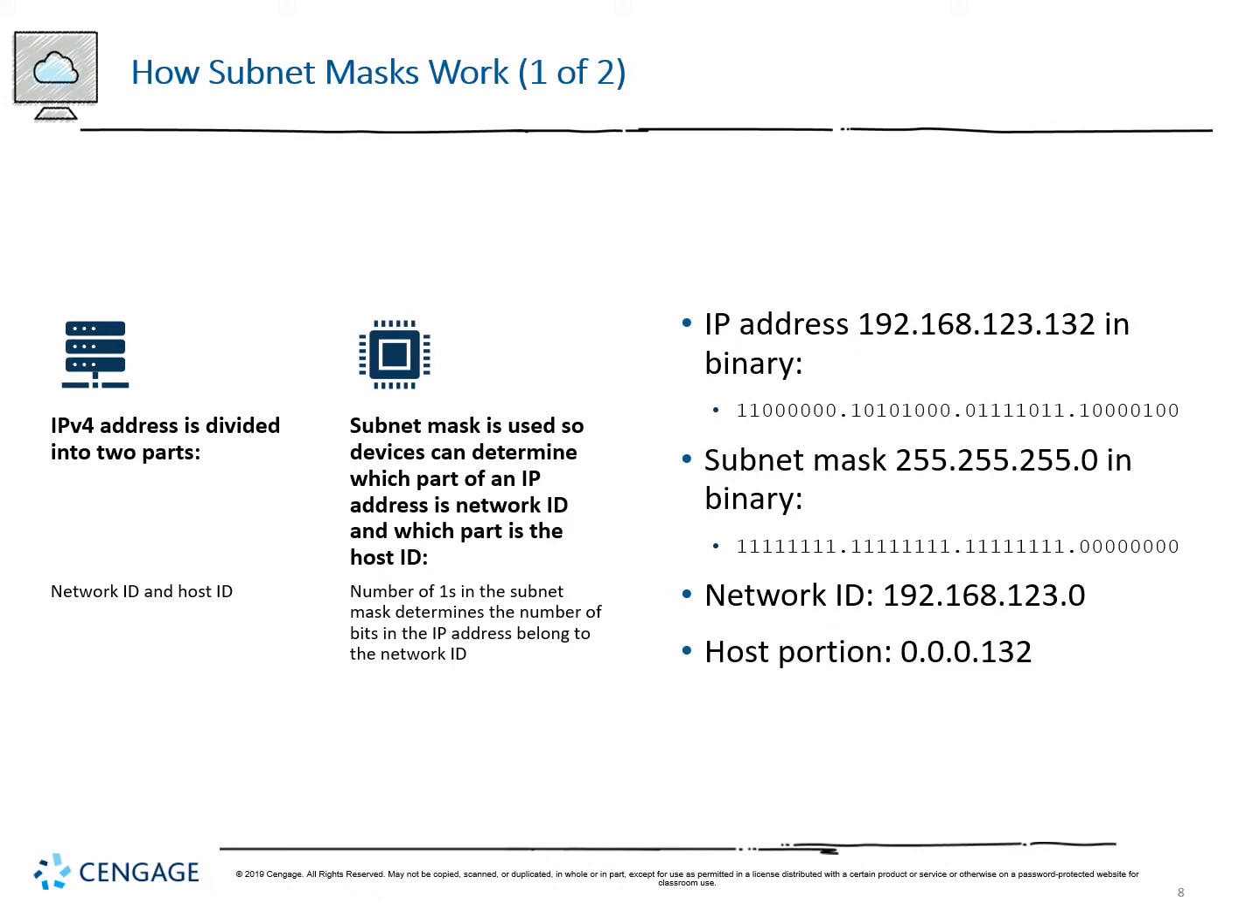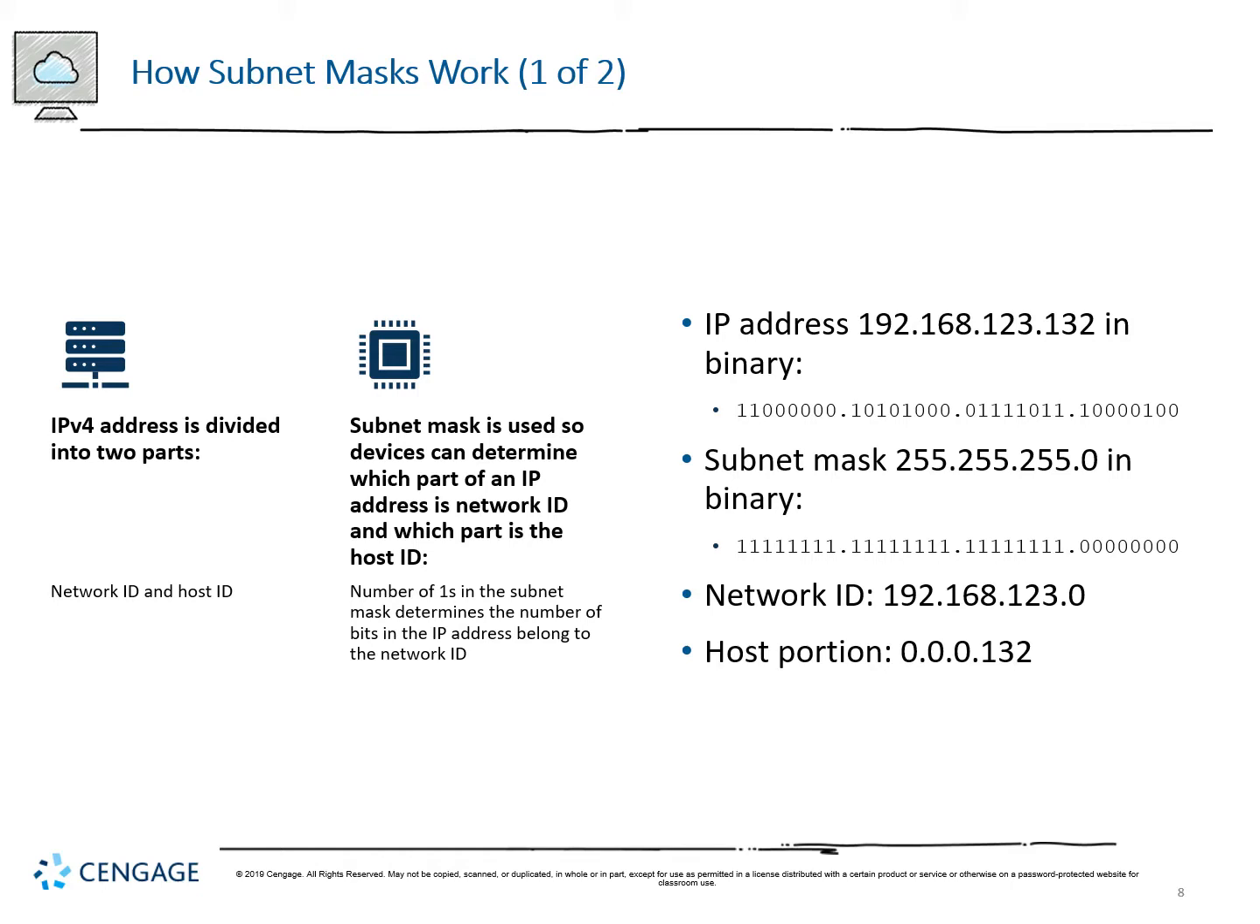Now, an IPv4 address, as we know, is divided into two parts, what's called our network ID and our host ID. We use what's called a subnet mask to determine which part of an IP address is network and which part is host. The number of ones in the subnet mask determine the number of bits in the IP address that belong to the network ID. So let's take a look at a small example here.